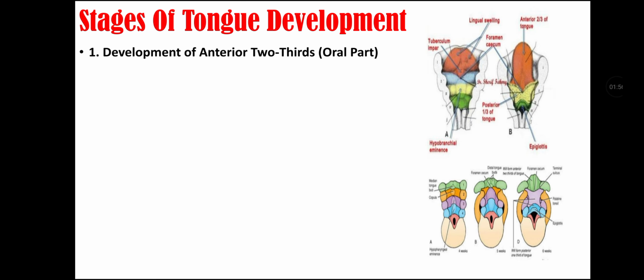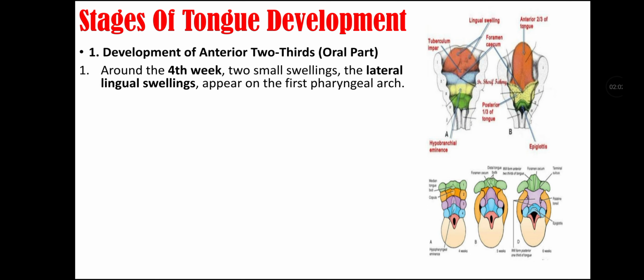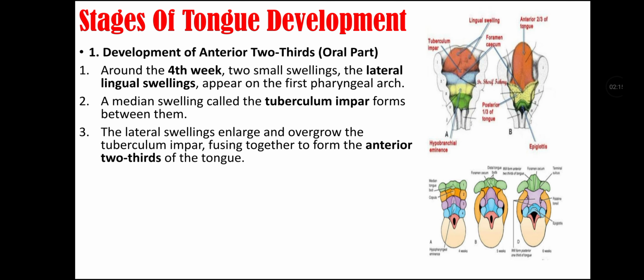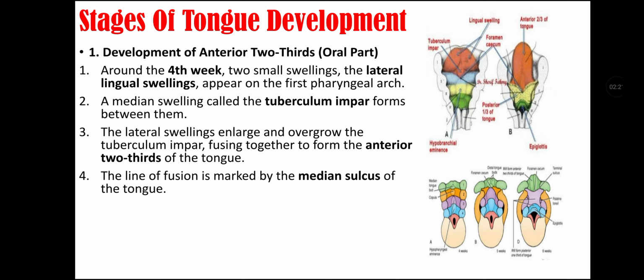So first stage of tongue development is development of anterior two-thirds of tongue, that is oral part of the tongue. Around the fourth week, two small swellings, the lateral lingual swellings, appear on the first pharyngeal arch. A median swelling called the tuberculum impar forms between them, and the lateral swellings enlarge and overgrow the tuberculum impar, fusing together to form the anterior two-thirds of the tongue. Then the line of fusion is marked by median sulcus of the tongue.